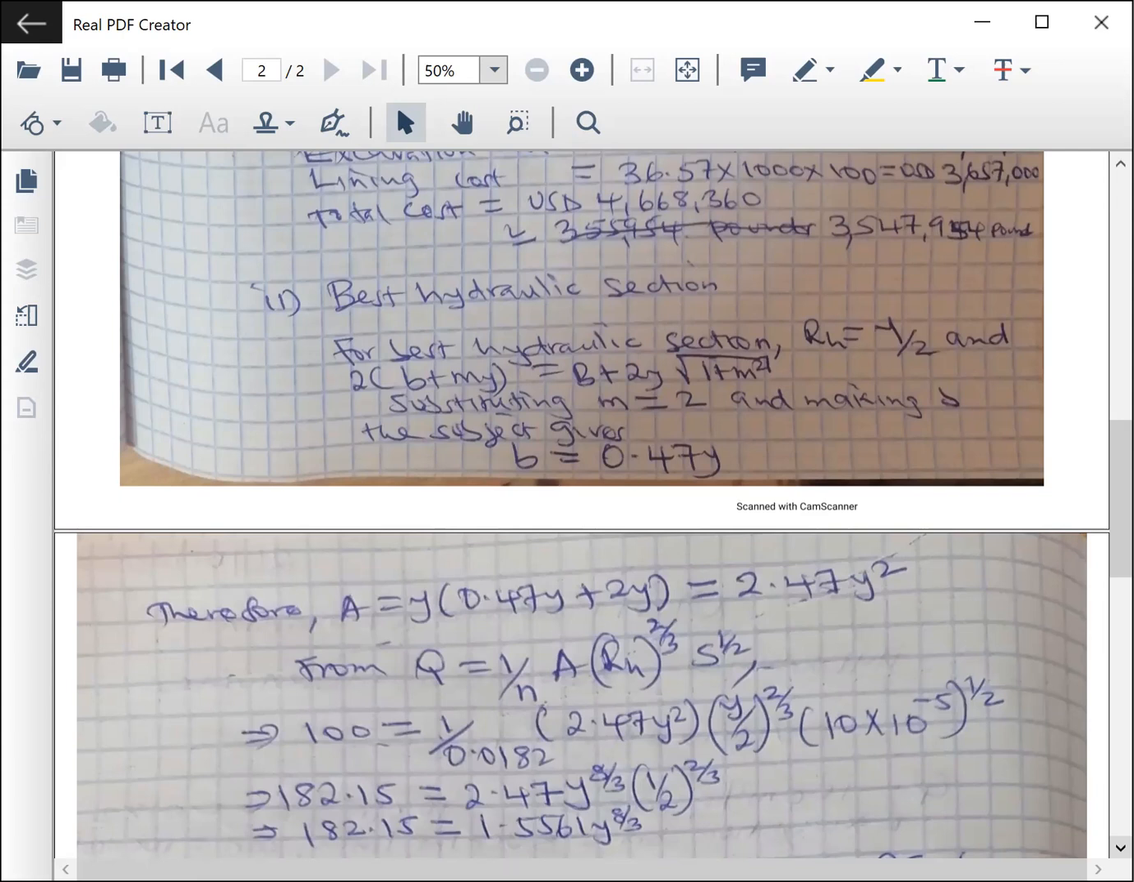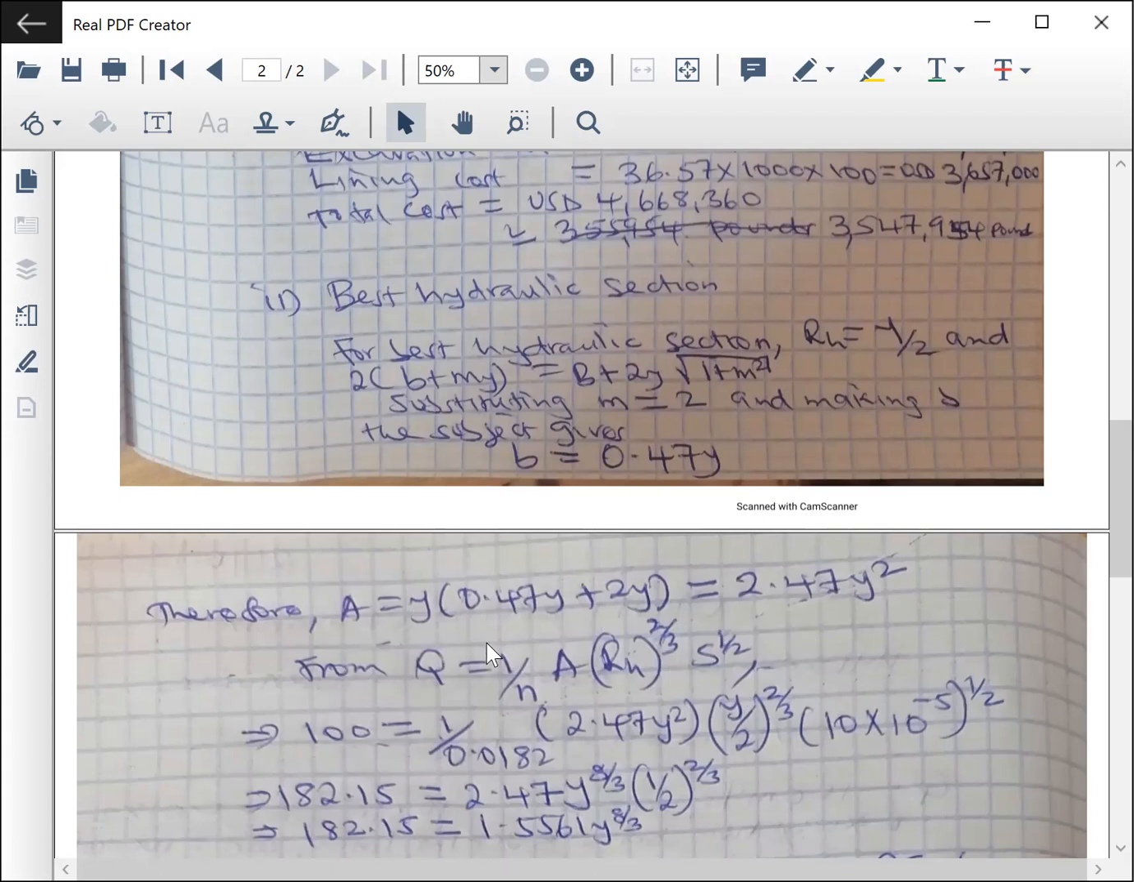Now let's compute area. Area, we are still using the same formula. Area is equivalent to y into b plus my, where our y is y, then our b is 0.47y plus m is 2y, so we find our area will be 2.47y squared.